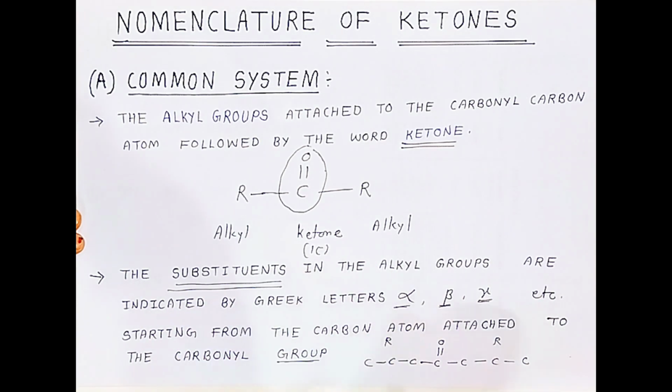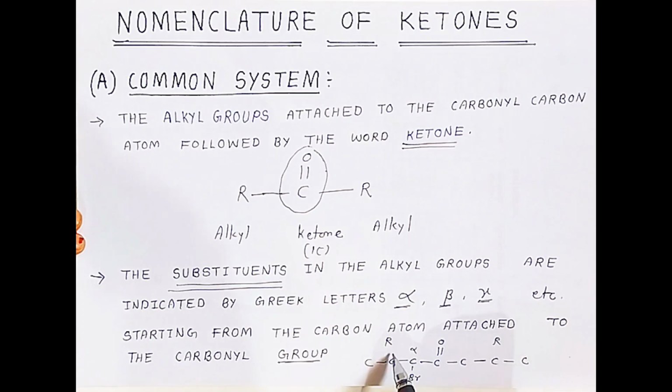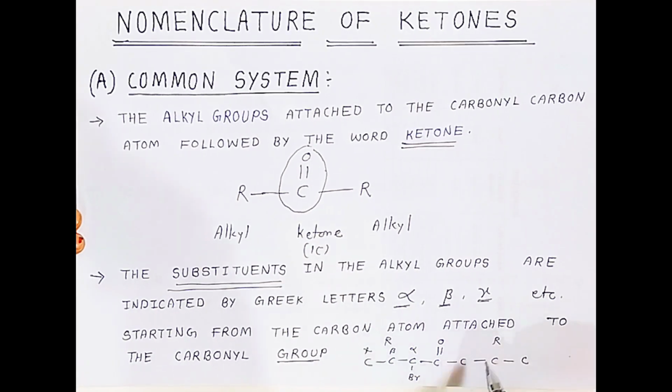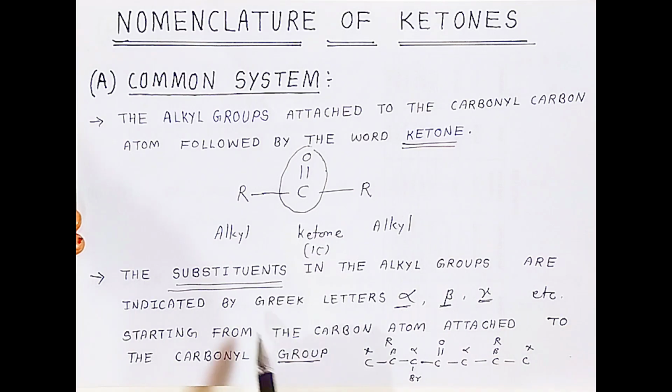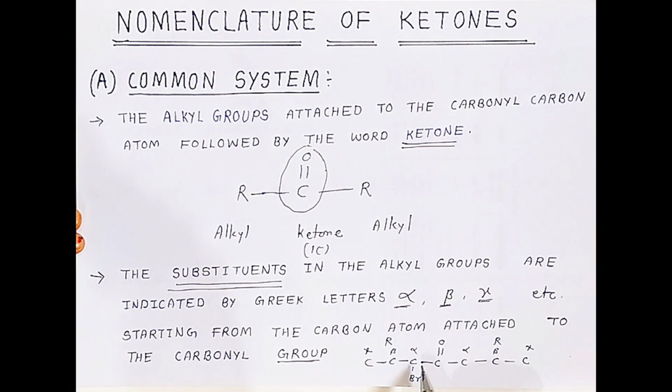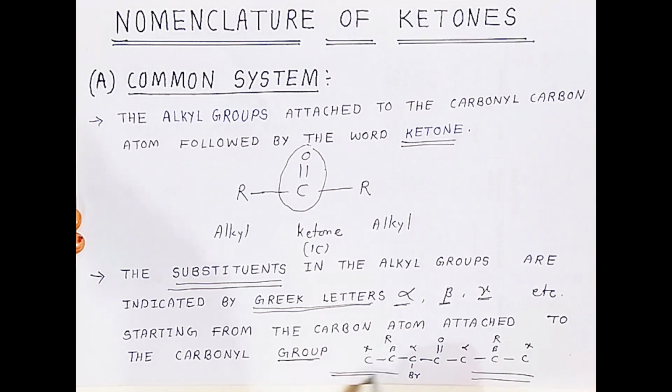If substituents are attached, say for example bromine is attached here, we call this alpha, this beta, this gamma. This side also you can name: this is the alpha carbon, this is the beta carbon, and this is the gamma carbon. So if you want to name ketones having substituents, you have to name the carbons with alpha, beta, gamma, which are called Greek letters. These are the alkyl groups attached to the carbon of the carbonyl. This side also you have an alkyl group, and this side also.